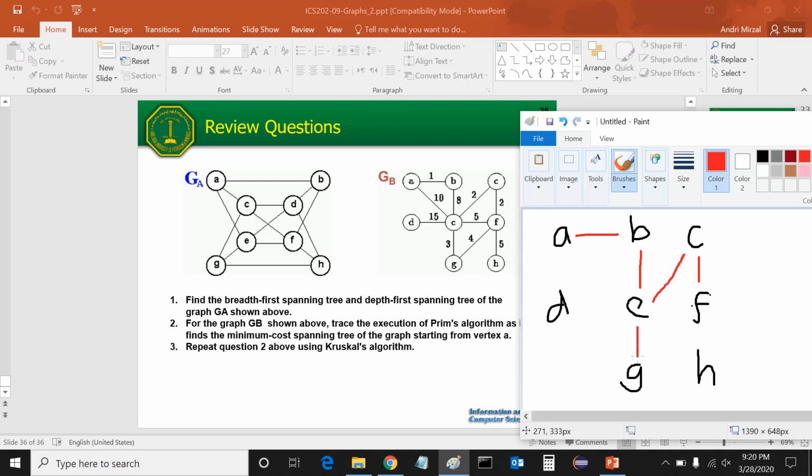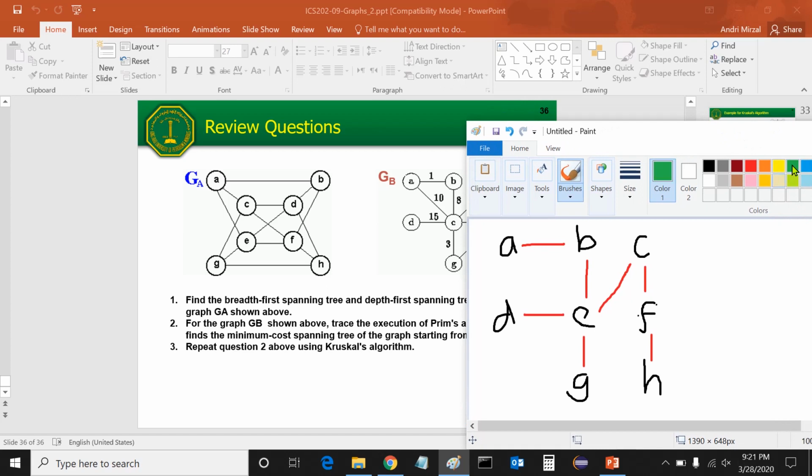Okay, now the next cutting will be 15 and 5. So we choose 5. The next cutting is only one edge, which is from D to E. Okay, so this is the resulting minimum cost spanning tree by applying Prim's algorithm to this graph. I will just write here "Prim algorithm" by using P, which means this is the result of the Prim algorithm.